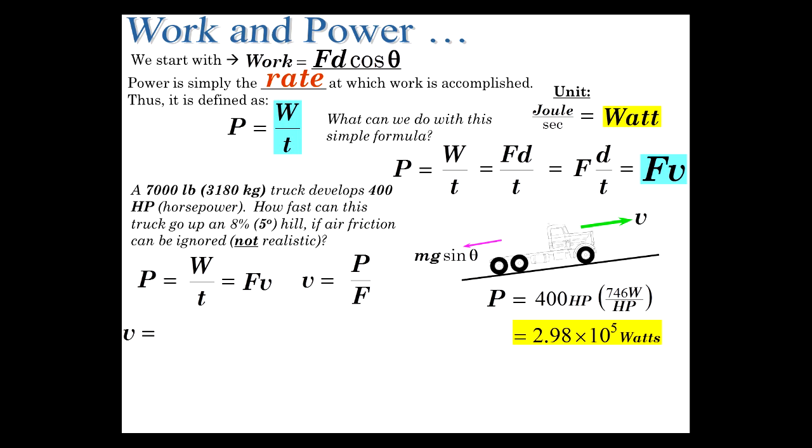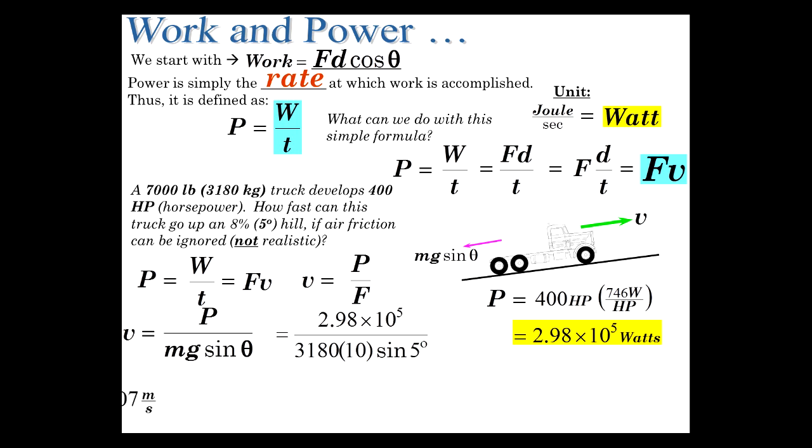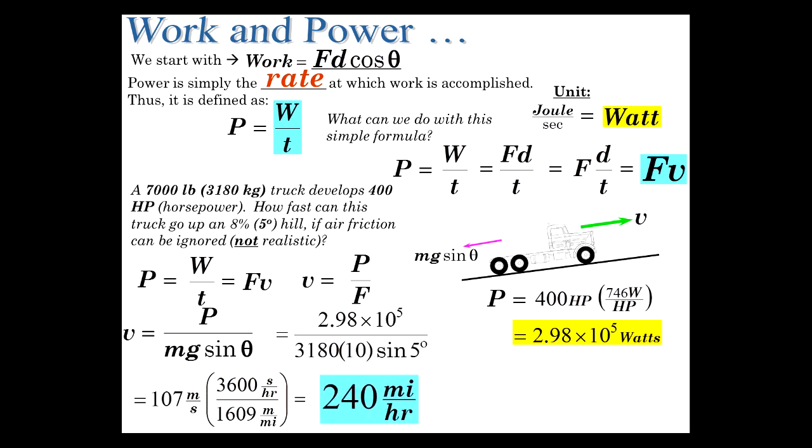Anyways, let's go ahead and solve for V then. Power over force, and the only force we're considering, unrealistically, here is mg sine of theta. So there's the numbers. Plug that into the calculator. It gives us 107 meters per second. Convert that to miles per hour. There's the conversion. There's the result: 240 miles an hour. Yeah, that's right.